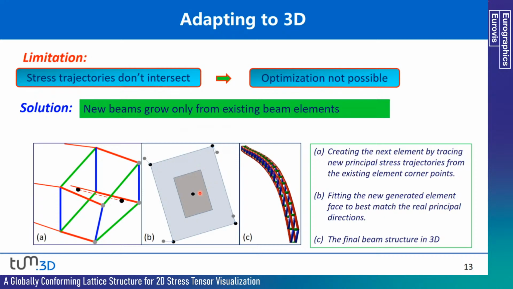Once the lattice seed element is created, the construction of the 3D beam can be simply shown by these three images. Firstly, we create the next element by tracing new principal stress lines from the existing element corner points. Secondly, we fit the newly generated element face to best match the real principal directions. Thirdly, we repeat the first two steps until the generated beam element reaches the boundary. The initial lattice seed element is expanded by moving along the three principal direction vectors of the input position, and these direction vectors are scaled by their corresponding principal stress magnitudes.